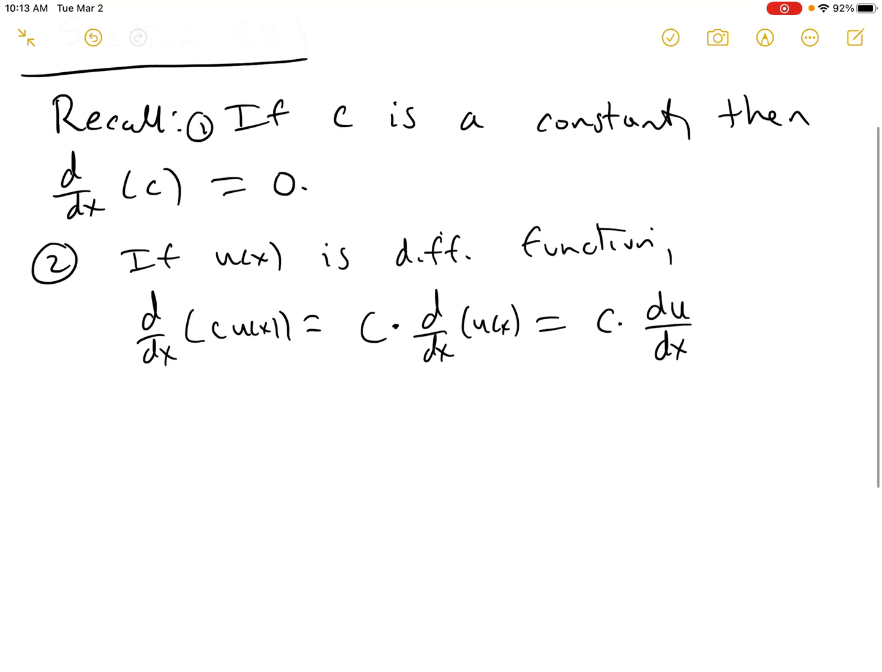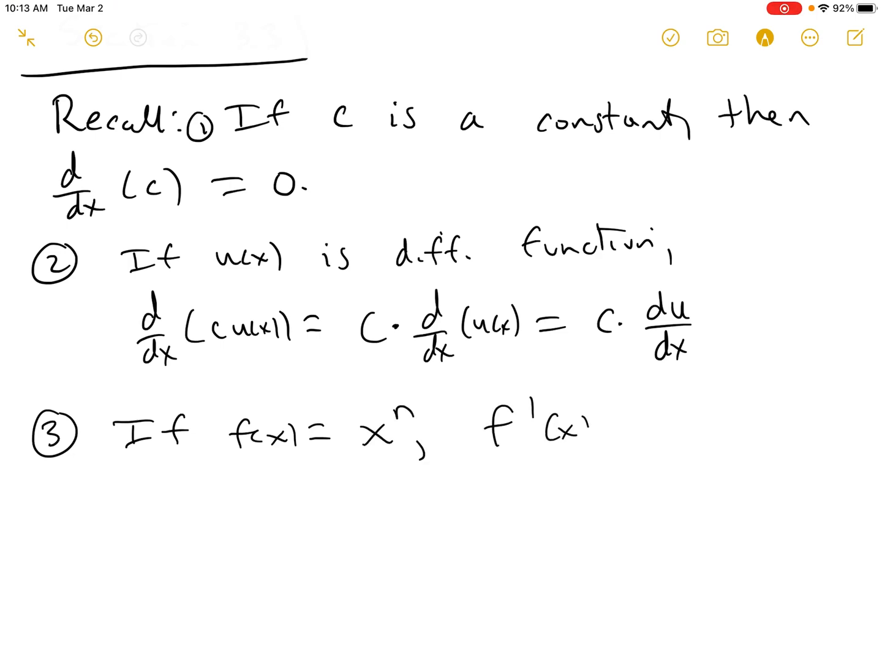And then 3, if f of x equals x to the n, then f prime of x equals n x to the n minus 1, which is the power rule. Okay. And we're going to develop a few more here that we can use whenever. So here we go.